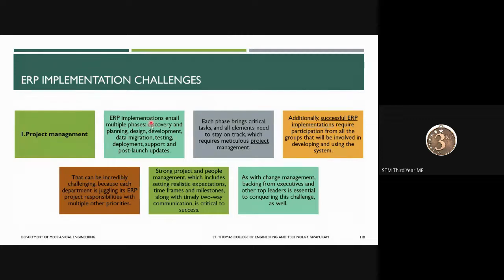So first is discovery and planning. Obviously, we have to plan what type of project is being done and what phases are involved. Then we have to design the said product, regarding all the components related to that project. Then comes the development of that particular product. So we are developing the products, and data migration.